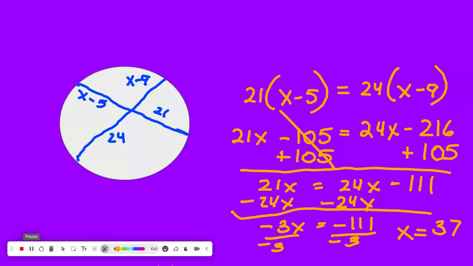Look at the math. Again, that's the chord segment theorem. When two chords intersect, you're going to take the product of the two segments like we've been doing, and they have to equal the product of the other two segments. So that's our video today.